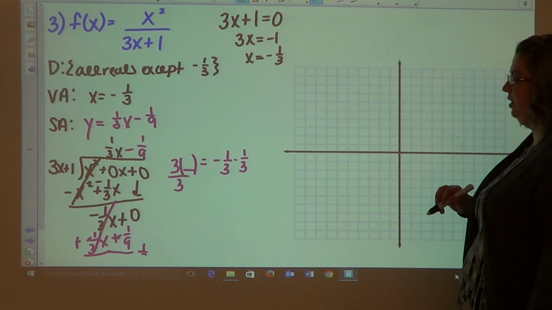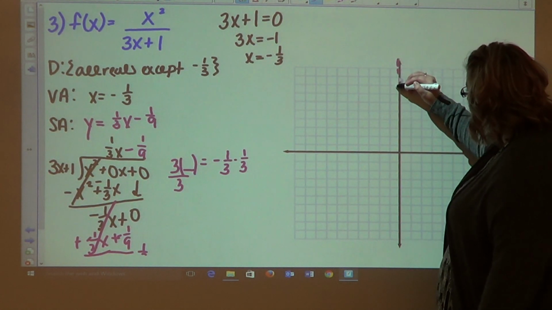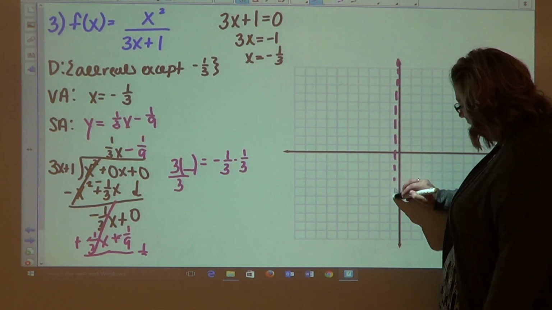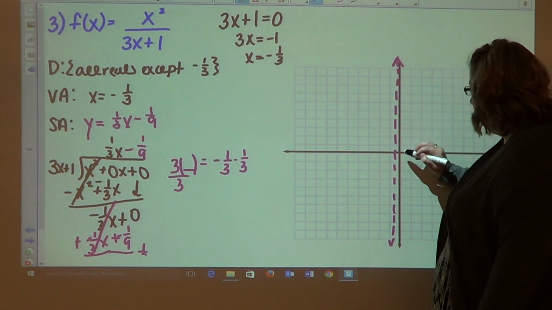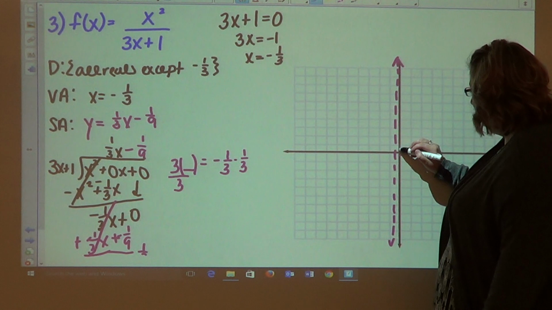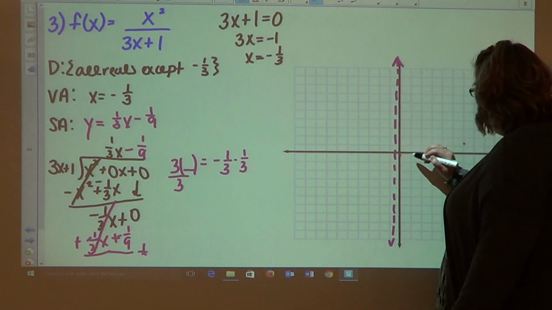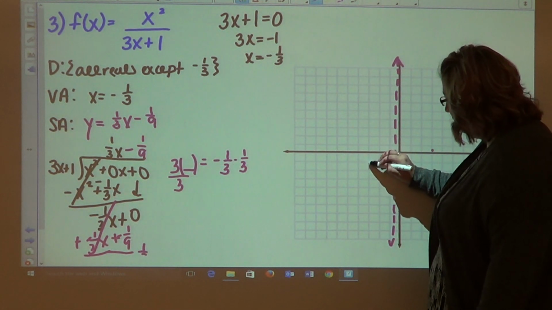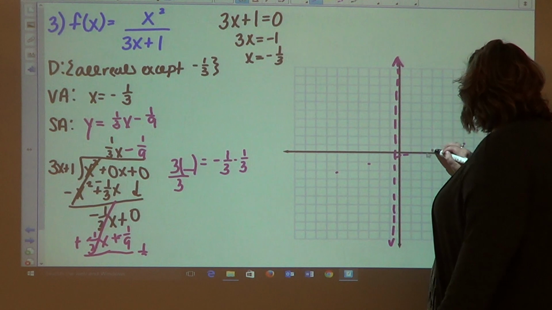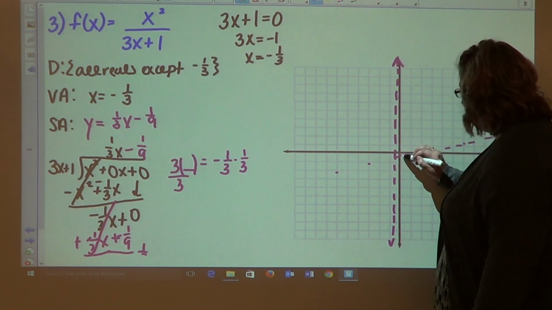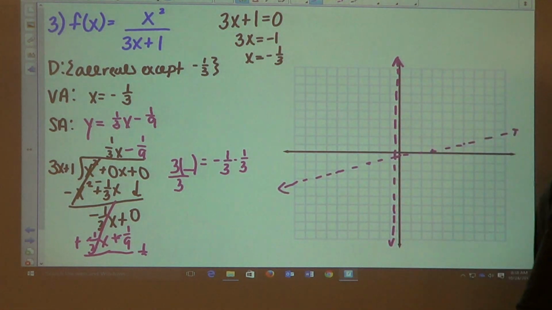Okay, so if I'm graphing these, do the best you can with fractions. So x equals -1/3, that's approximately right here. Then the other one, I would start at -1/9, and I'm going to go up 1, right 3. Up 1, right 3. Or down 1, left 3. Down 1, left 3. So my slant is close to this. Okay, it doesn't have to be perfect.